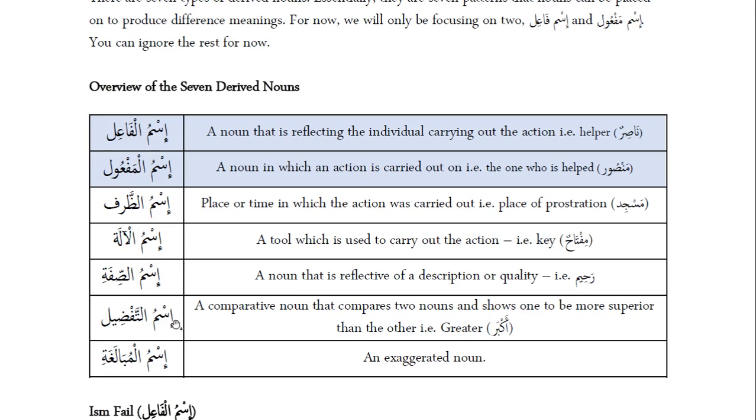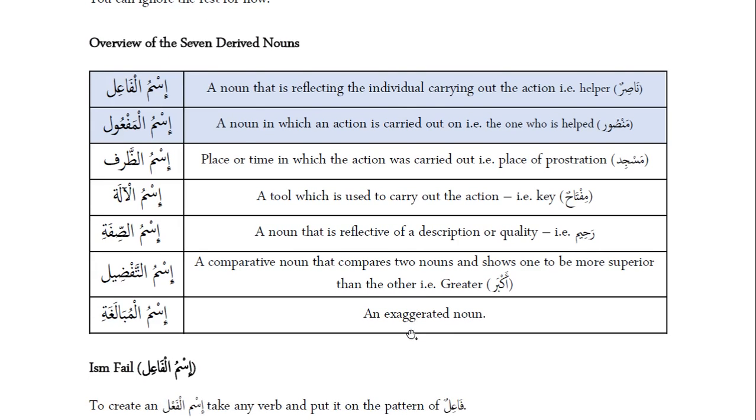Ismul tafdil. So it's a comparative noun that compares two nouns and shows one to be more superior than the other. An example of this is akbar, right? Akbar, which means greater. And then there's ismul mubalagha, which is an exaggerated noun. And yeah, that's a quick introduction to the 7 derived nouns in Arabic.